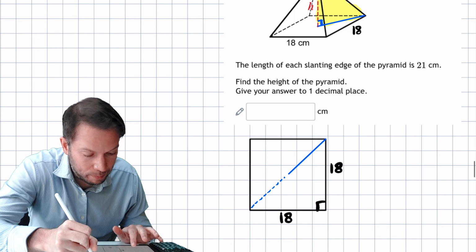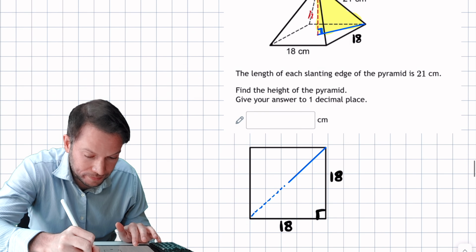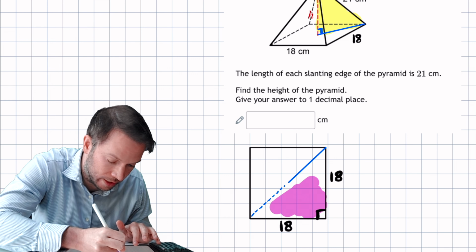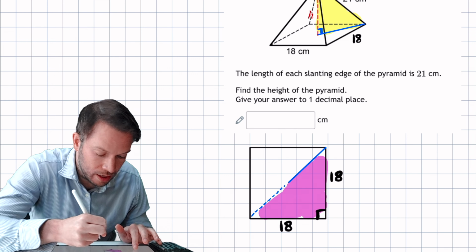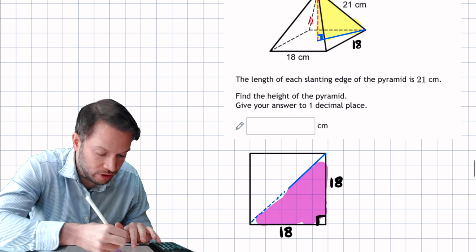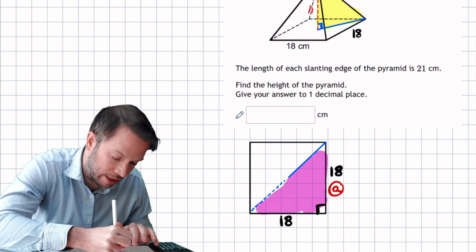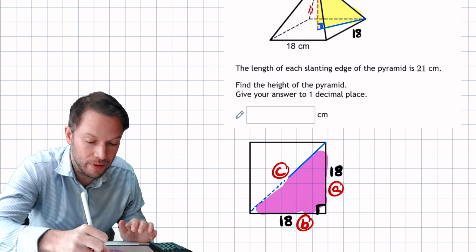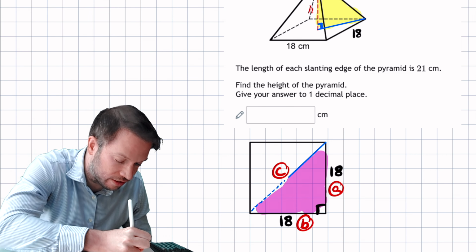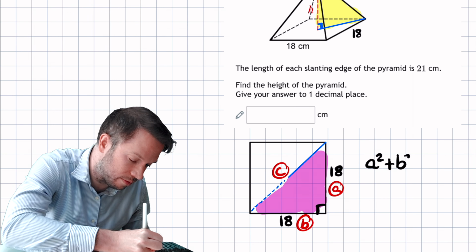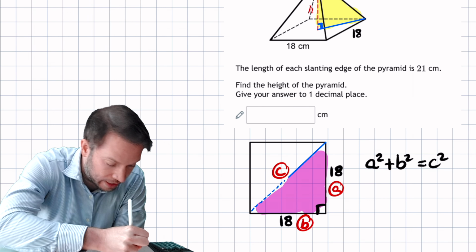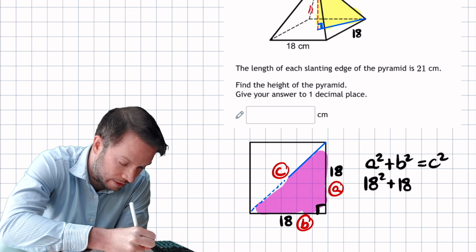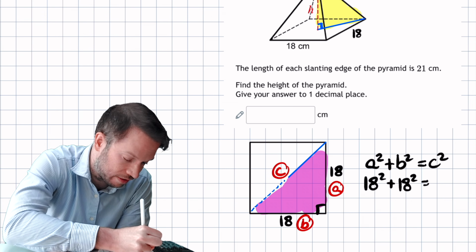Well, we can use Pythagoras theorem on this base. Now remember how Pythagoras theorem works. If I just highlight that in purple. If you label the two shorter sides as A and B, either way around, and the hypotenuse, which is the longest length of this triangle, as C, then Pythagoras theorem is A squared plus B squared is equal to C squared. So the A here is 18, substitute it in. The B here is another 18, and the C here is, we'll just keep it as C.